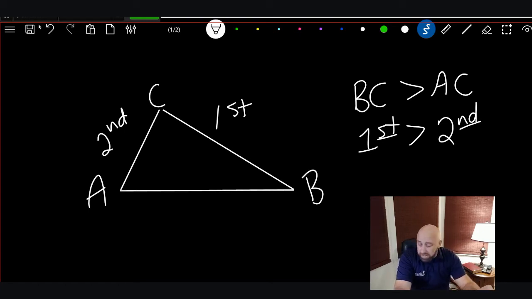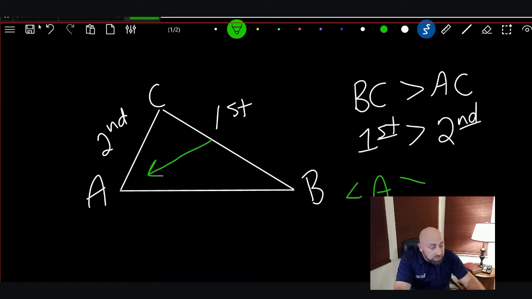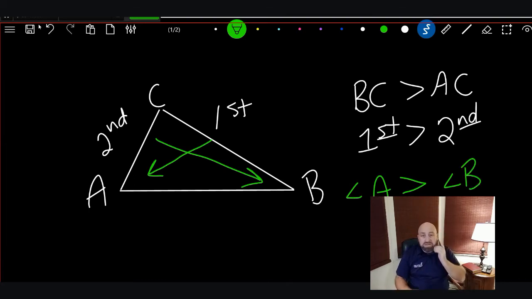So what the theorem says, if you look over there at theorem number 13, is that the angle opposite the side of the first, what does that mean? The angle opposite. So in this case, it would be angle A, okay? So it says that angle A, that's the angle opposite, is greater than the angle opposite the second side, or angle B. Okay, that's what the theorem is saying.